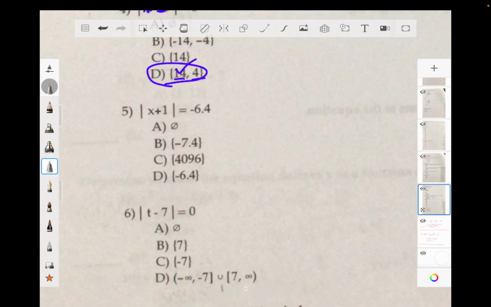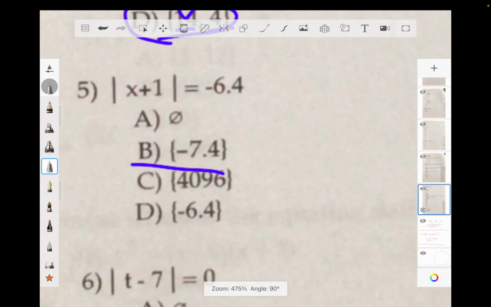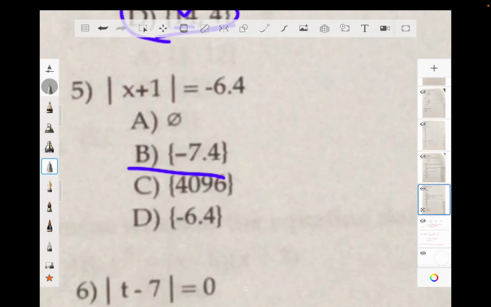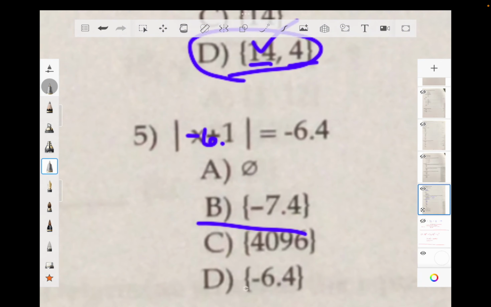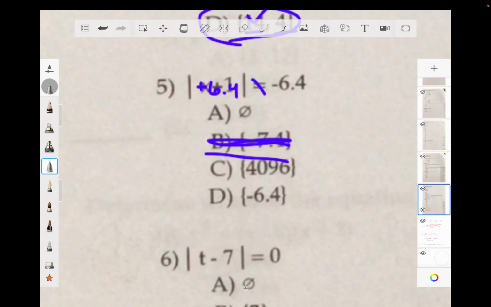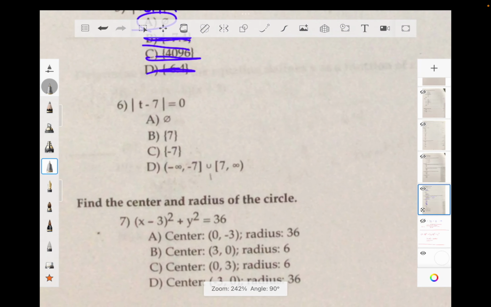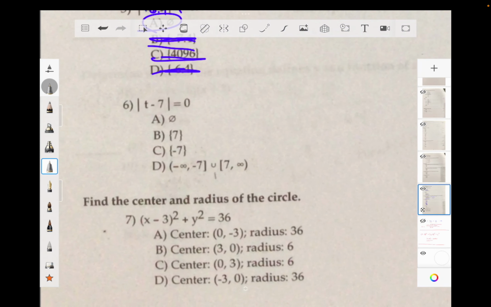x plus 1 equals negative 6.4. So your first guess would be negative 7.4. Negative 7.4 plus 1 is negative 6.4. Negative 6.4 in an absolute value sign becomes 6.4. So that doesn't work out. This one doesn't work out. And negative 6.4 plus 1 is negative 5.4. Negative 5.4 in the absolute value sign is just 5.4, so that doesn't work out. So then your answer has to be A. t minus 7, it would just be 7.